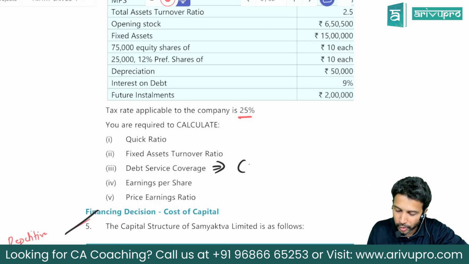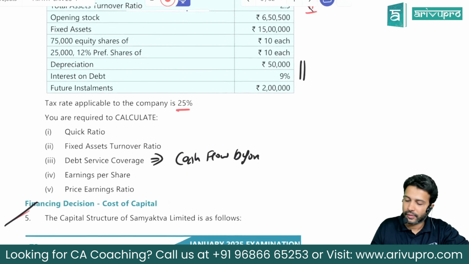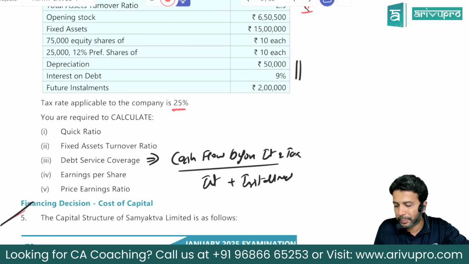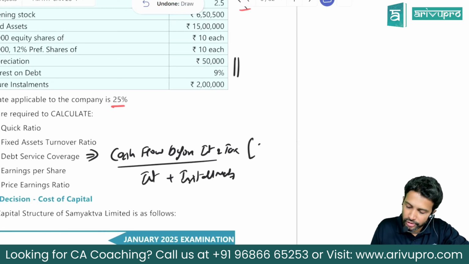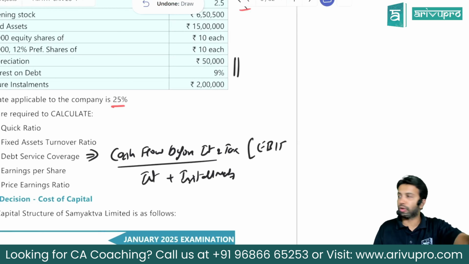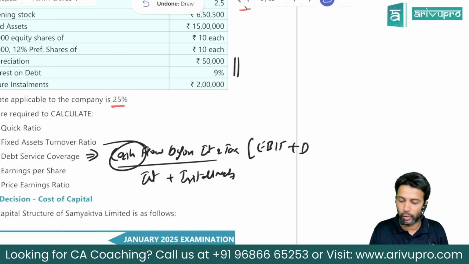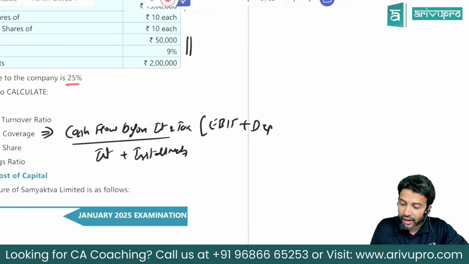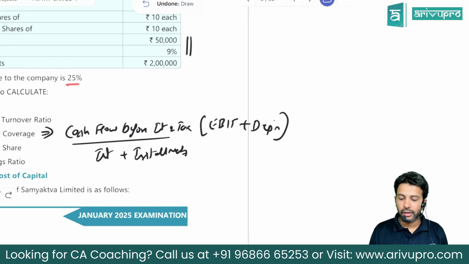Alright, that is given by the formula: cash flow before interest and tax divided by interest plus installments, or principal, you can write. So how do you get cash flow before interest and tax? If you flip through your notes, you should be able to get it. Take EBIT, and since you need cash flow, but earnings will include non-cash expenditure also, I told you to add back depreciation.